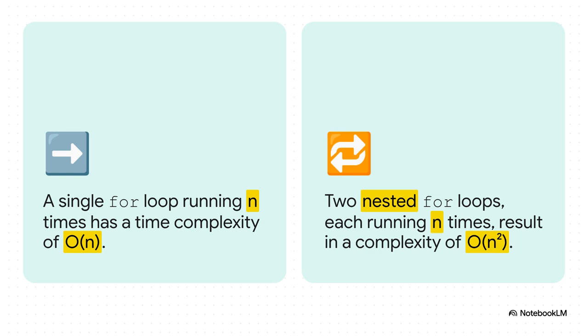All right, loops, this is the big one. This is the number one thing you need to look for. A single loop that goes through n items, that's what we call linear time, or O of n. But the second you put another loop inside that one, the work multiplies. Two nested loops gives you O of n squared. Three gives you O of n cubed. This is a critical pattern to spot, especially in an exam.